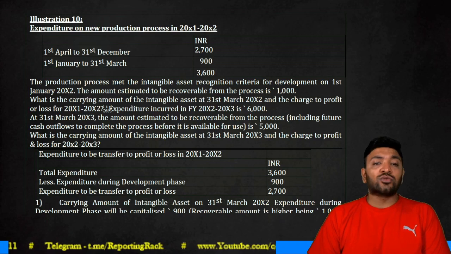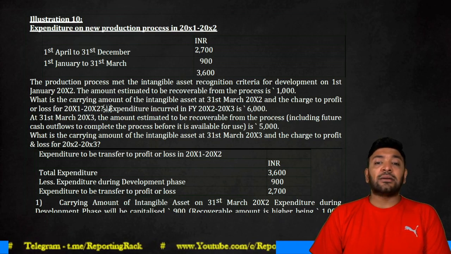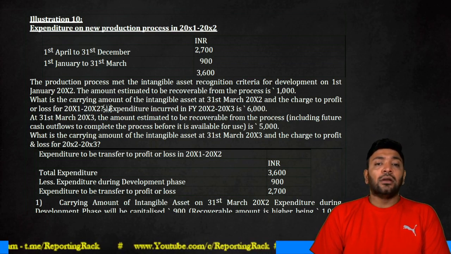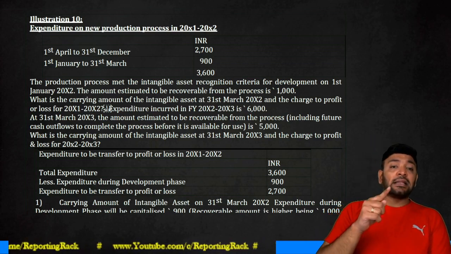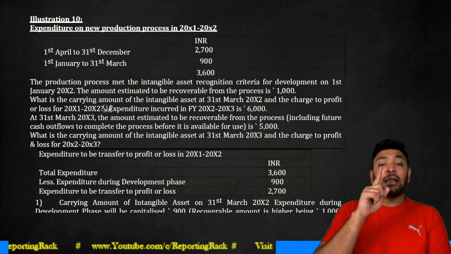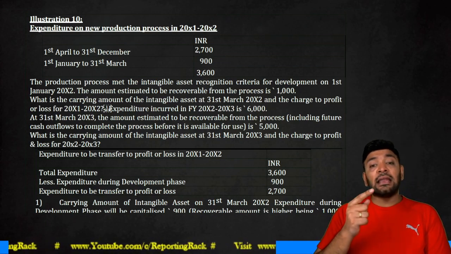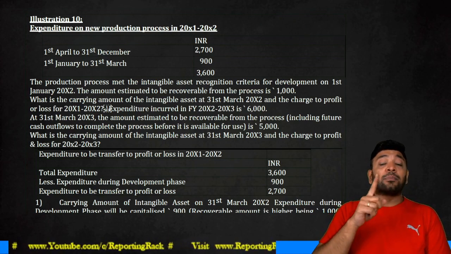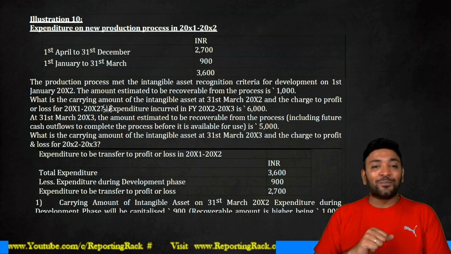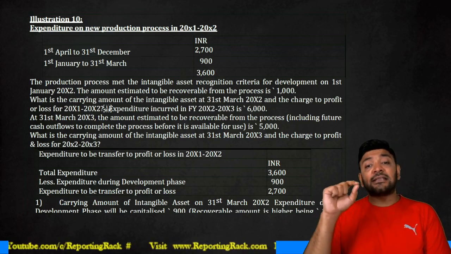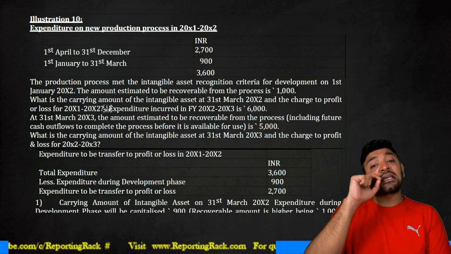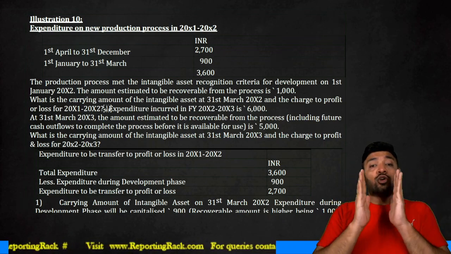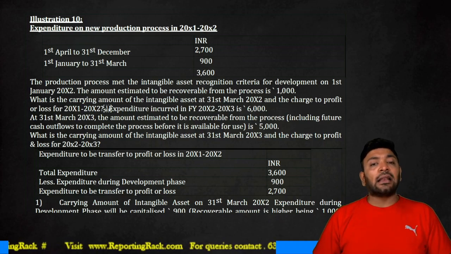As on 31st March 2023, the amount estimated to be recovered from the process is only 5,000. Guys, you've already capitalized 900 on 31st March 2022. Next year, he incurred a further cost of 6,000, which is also eligible to be capitalized because the recognition criteria is met. So after capitalizing the subsequent cost of 6,000, what is the carrying value of the asset? 900 last year, 6,000 current year. Total cost capitalized is 6,900.